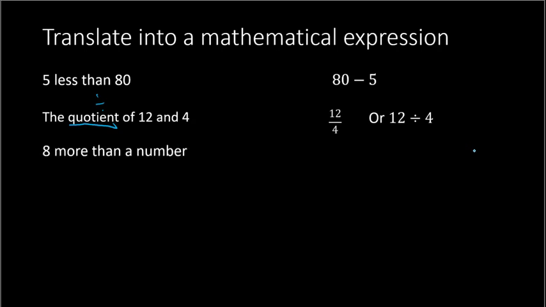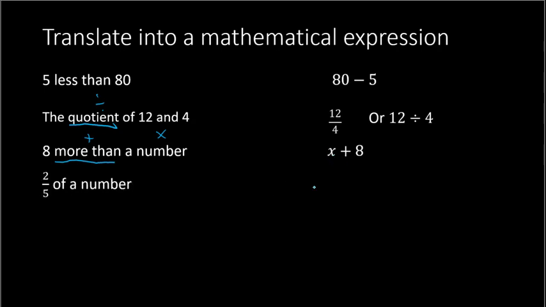The next phrase is 8 more than a number. Now the phrase more than, that means addition. So you're adding 8 to some number. And again, we can choose any letter for an unknown number. We'll choose the letter X in this case, just because. And so we're adding 8 to some number. So we have X plus 8. We're adding 8 to that number.